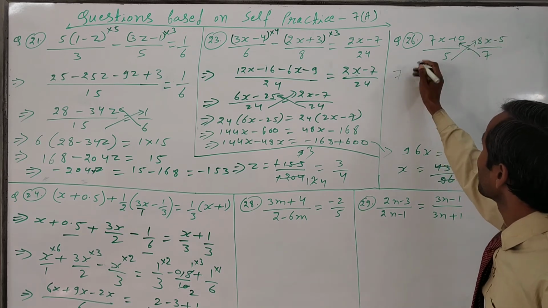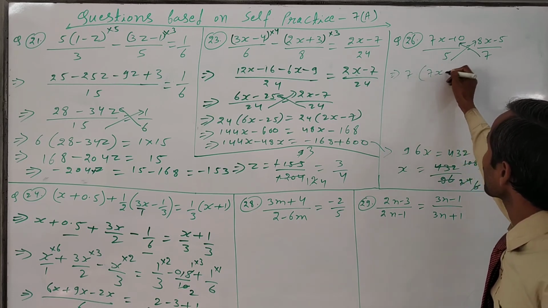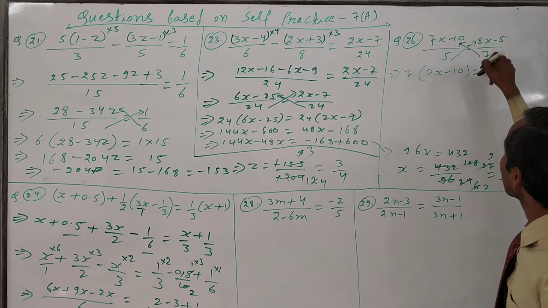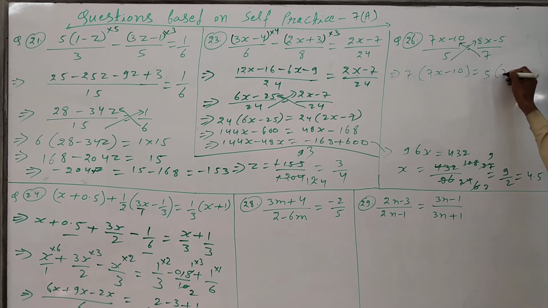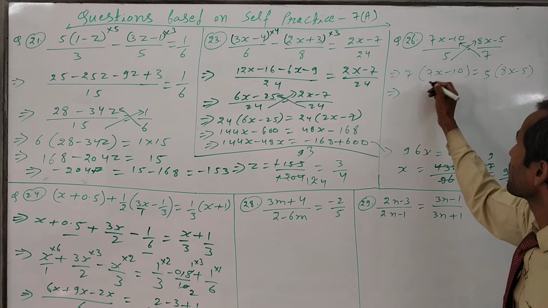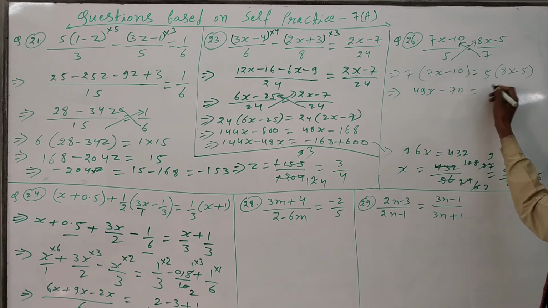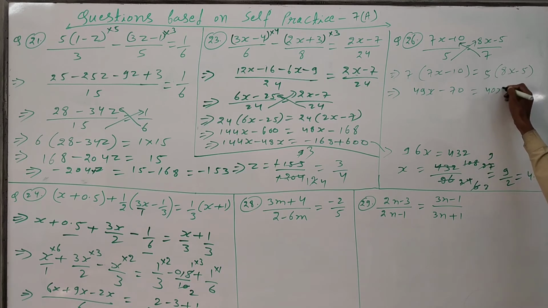So 7 multiply, put here a small bracket, 7x minus 10, and then in between the equal sign, plus 5 multiply 8x minus 5. Okay, now multiply here 7 into 7, 49x will come, and 7 into 10, minus 70 will come, is equal to 5 into 8, 40x will come, and minus 5 5, minus 25 will come.